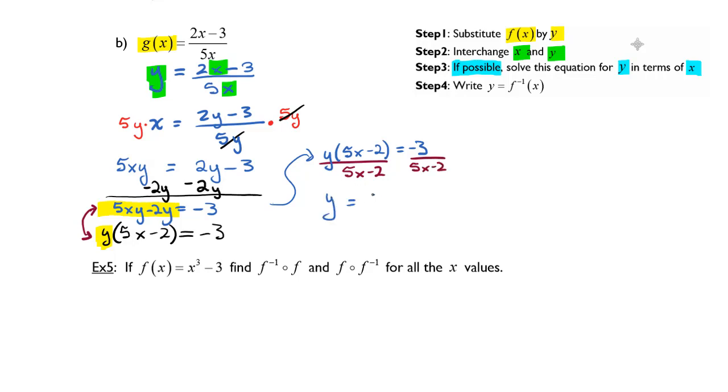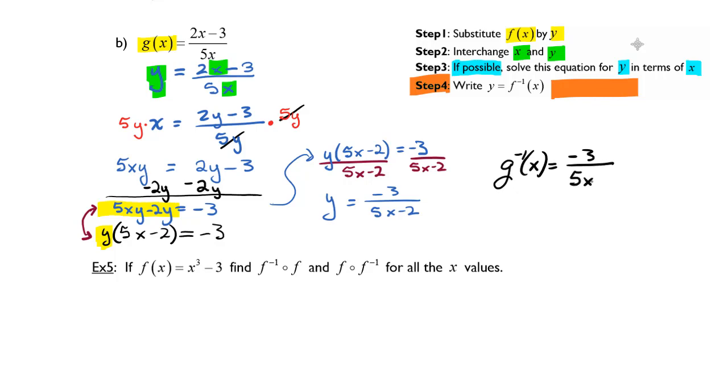And we'll be left with y is equal to negative 3 all over 5x minus 2. Last step here is write y equals f inverse of x. And in our case, we had a g of x, so this will be g inverse of x is equal to negative 3 over 5x minus 2. Definitely try practicing these. They're a little tricky at first until you start seeing the pattern.